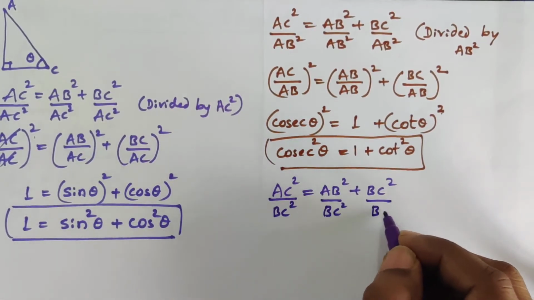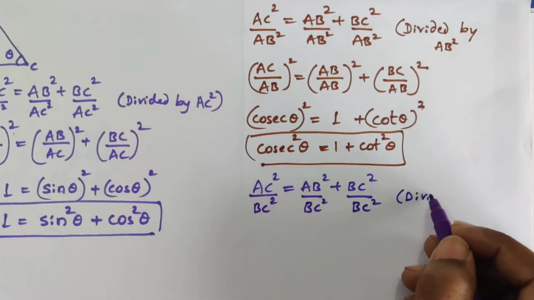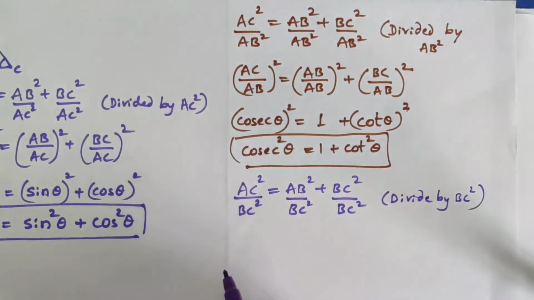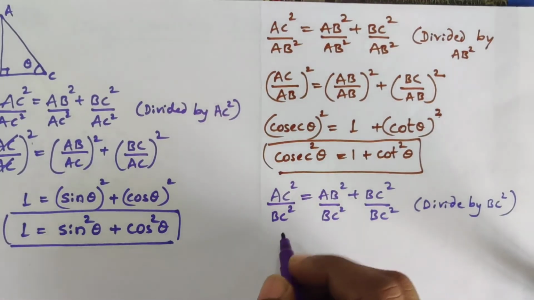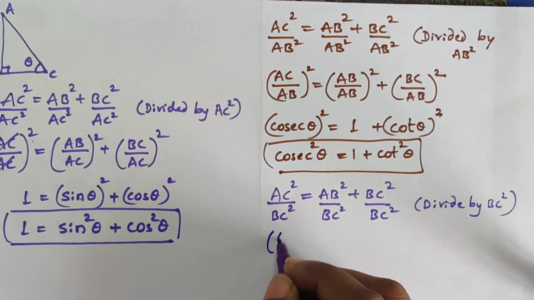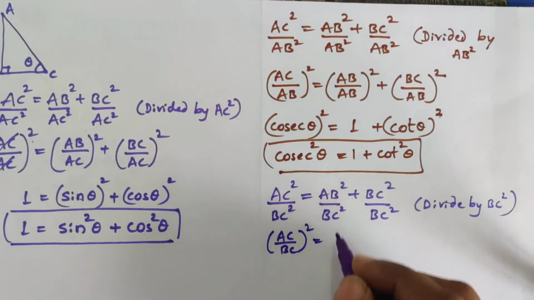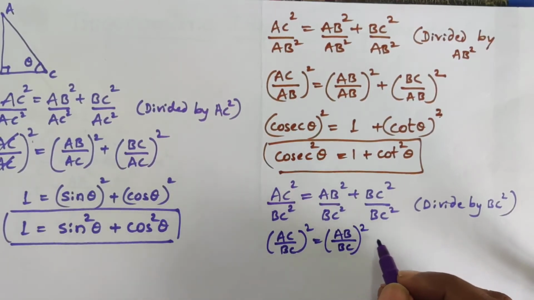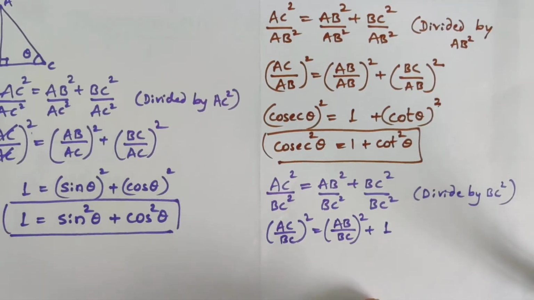Let us divide everywhere by BC square. Once again, AC by BC, so I am writing the square common here, AB by BC. Last one, can I directly write it as 1 now? BC square cancelled. Okay, let us see what is AC by BC.